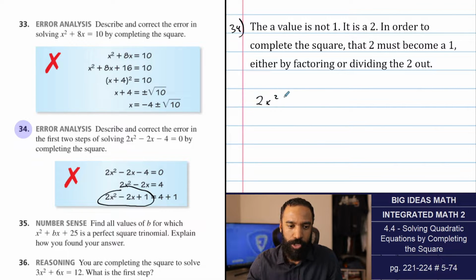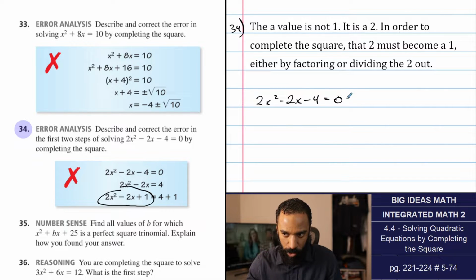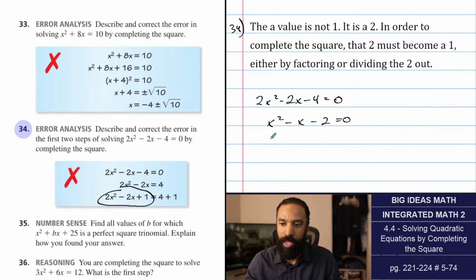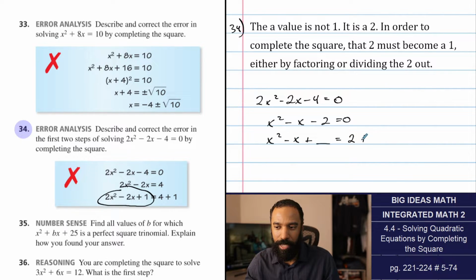We're just doing the first 2 steps. 2x squared minus 2x minus 4 equals 0. I'm going to divide both sides by 2 right now. And we get x squared minus x minus 2 equals 0. Now I'll go ahead and move that other 2 over, which is still irrelevant here. It's not the number that completes the square. So we take negative 1.